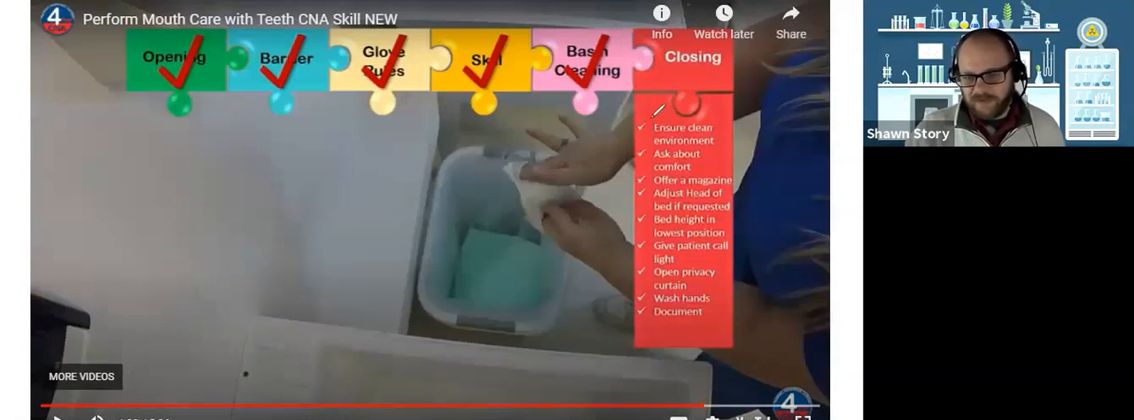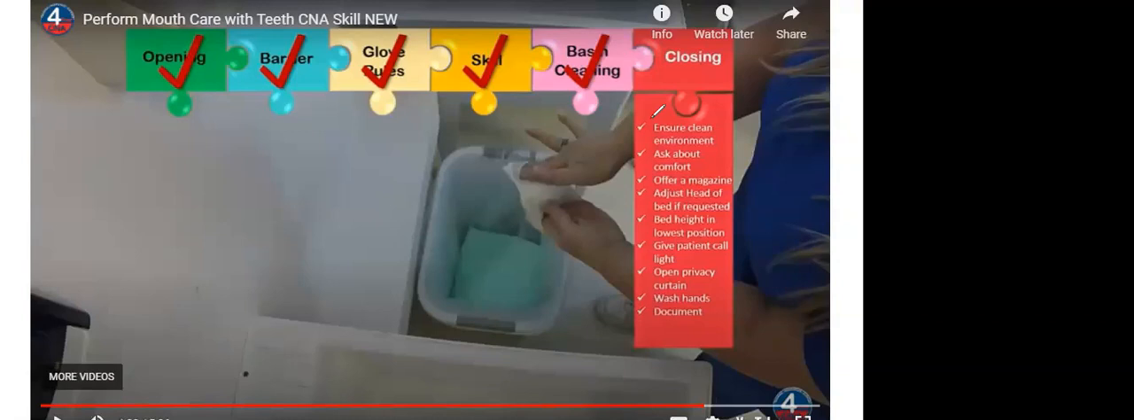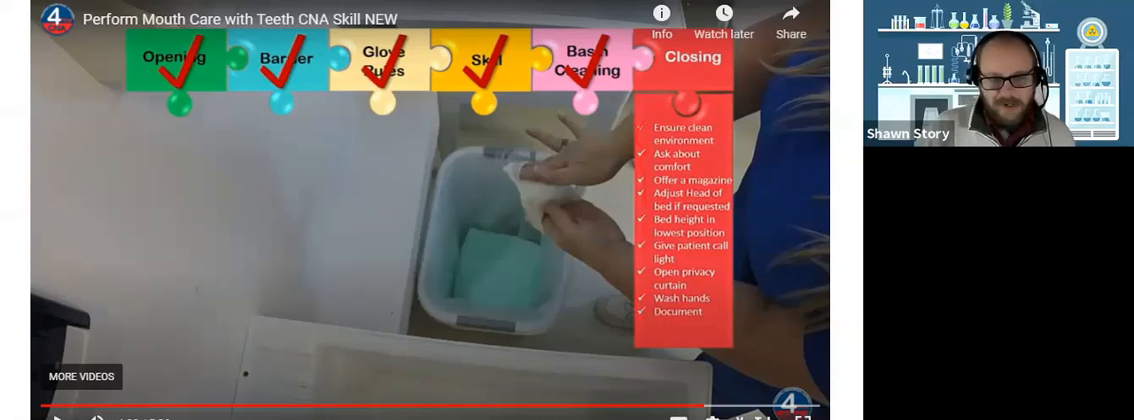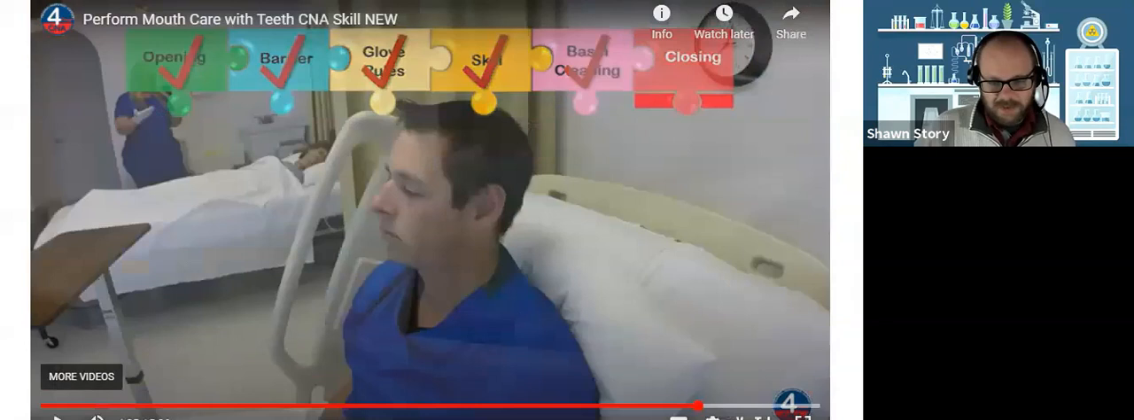Go ahead and read the closing. Ensure clean environment. Ask about comfort. Offer magazine. Adjust head of bed if requested. Bed height in lowest position. Give patient call light. Open privacy curtain. Wash hands. Document. All right, so let's watch how she takes off these gloves. I'm going to back this up just a little bit, and let's watch.